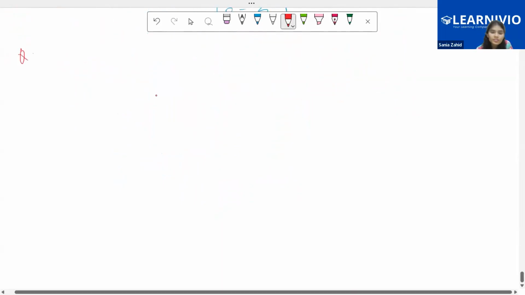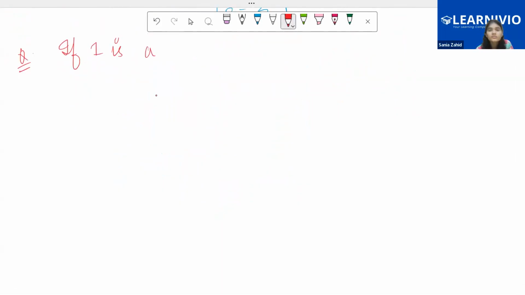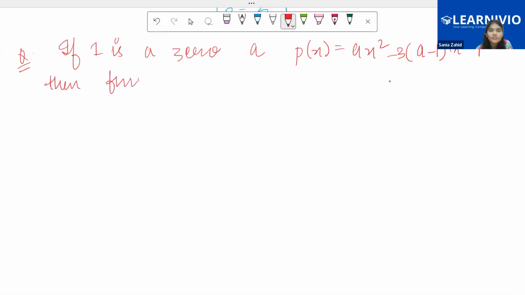Now we have the next question. If 1 is a zero of the polynomial ax square minus 3 into (a minus 1) into x minus 1, then find the value of a. Okay? Do this.